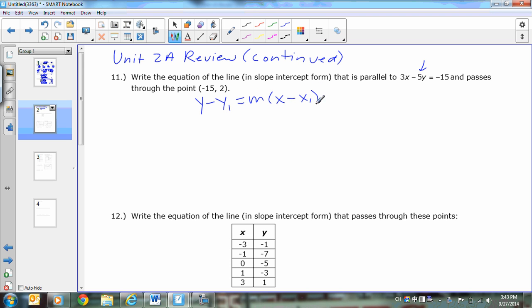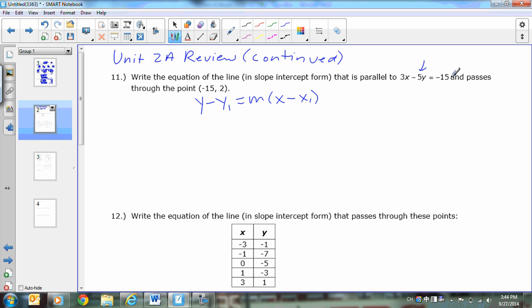And then let's go looking for what we need to put into the equation. We need an x1, y1 value. Well, we're given a point that lies on this line. So here's our x1, there's our y1. And then we also need to find the slope. Now, the slope of the line we're looking for is parallel to the slope of this line. So let's remember how to find the slope of this line.